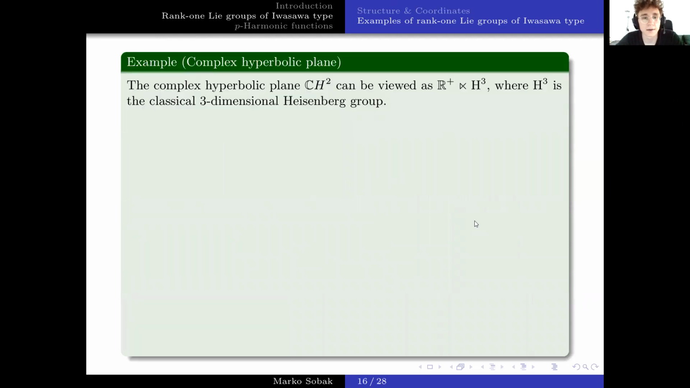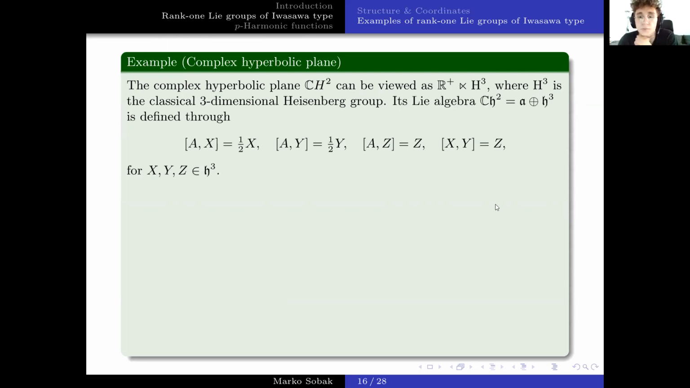And then the second example I want to discuss is slightly more complex. This is the case of the complex hyperbolic plane, CH^2. I don't know how well known this one is, but either way, I think it's a good prototypical example, let's say. And this one can be viewed as R plus in semi-direct product with H3, where H3 is the classical three-dimensional Heisenberg group.